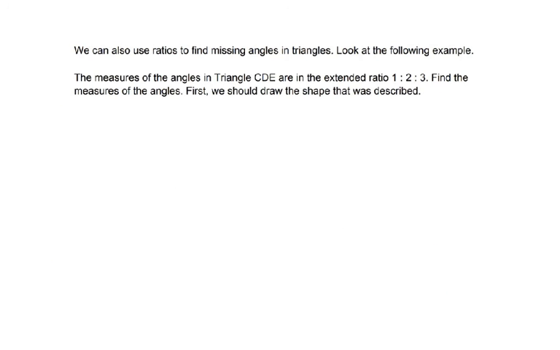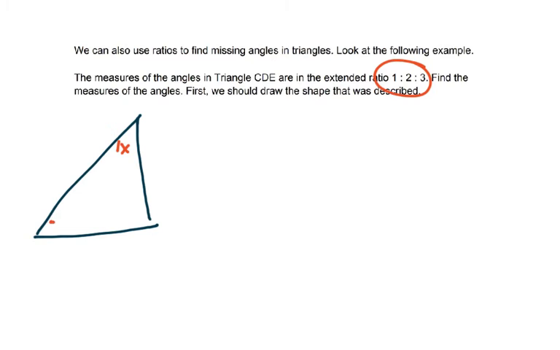Okay, so we can also use ratios to find the missing angles in triangles. Let's just draw a random triangle. And they said the extended ratio is 1 to 2 to 3, which means I take the degrees in the angles and I reduce them by something. And that something, when I don't know what it is, is x. So I could say this angle is 1x, this angle is 2x, and this angle is 3x. And another thing that we happen to know is that triangles add up to 180. And now I can use that information to solve for x.